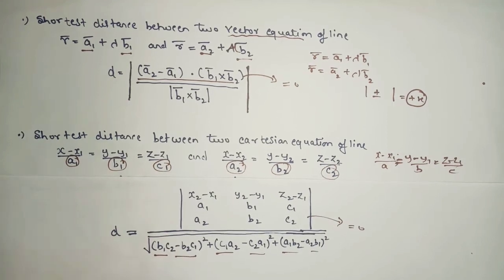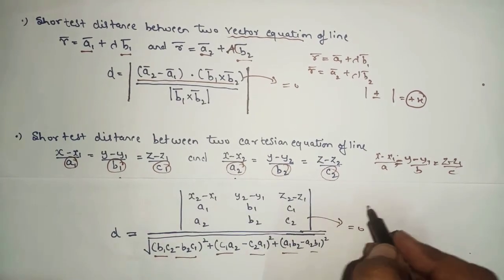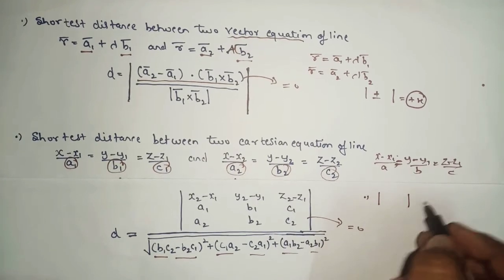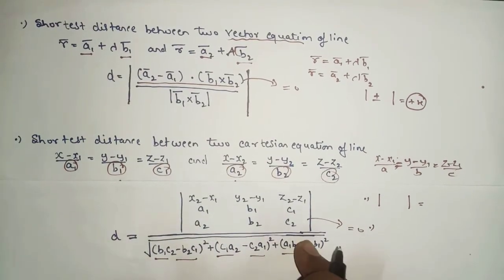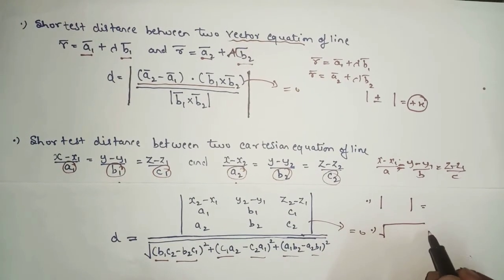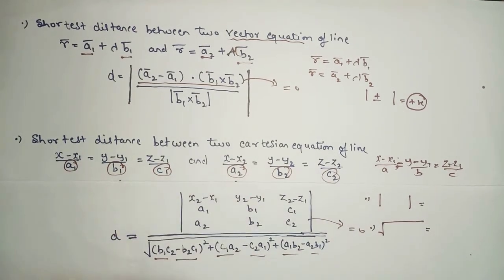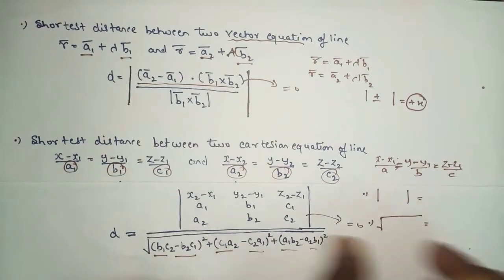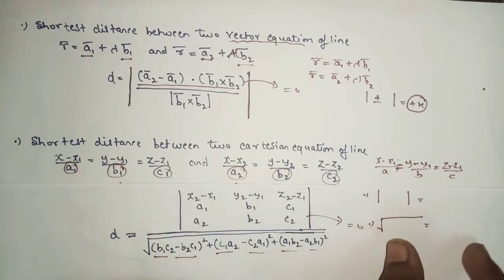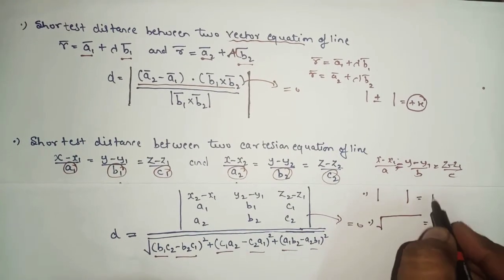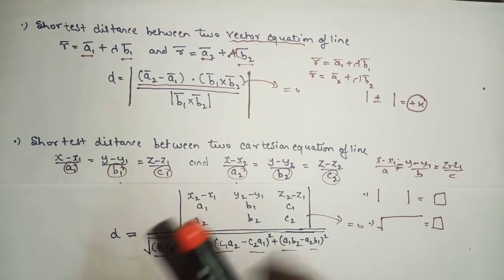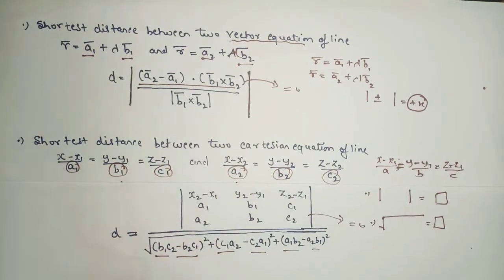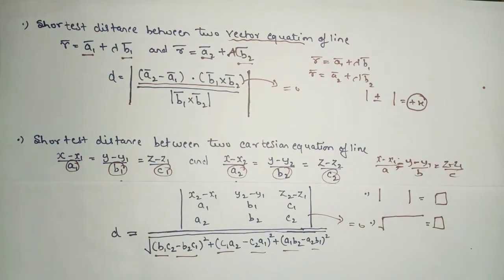To find the distance, first we'll find the numerator section, the determinant part, separately. After that we'll find the denominator part separately. Don't solve the sum all at once; keep these steps separate. First find the numerator section, then the denominator section. After getting both answers, write the formula, substitute the values, do the basic calculation, and you will get the distance between the two Cartesian lines. So these are the steps you have to follow.